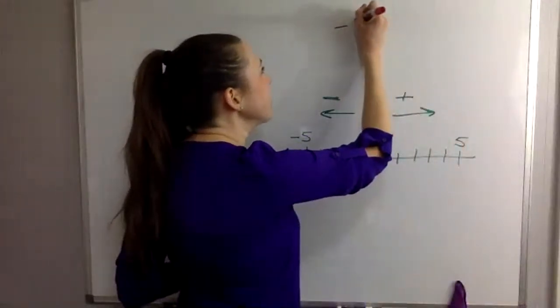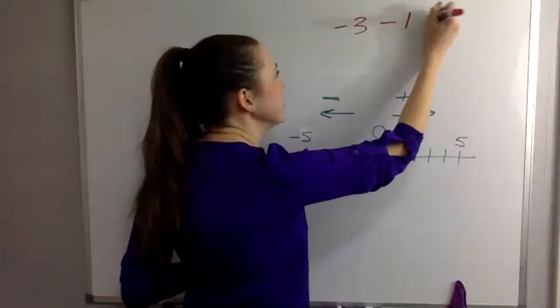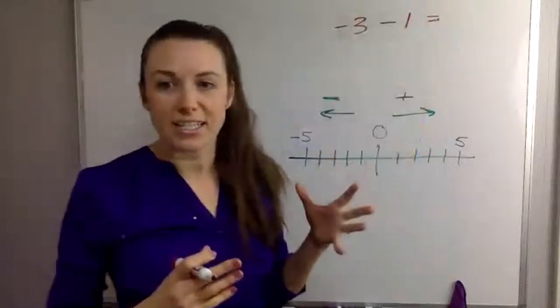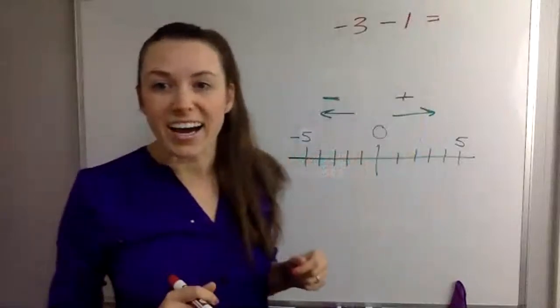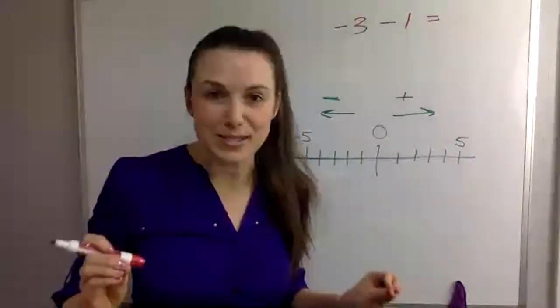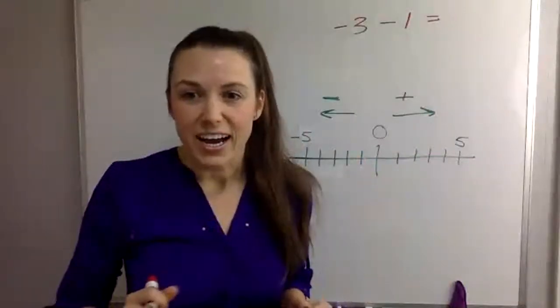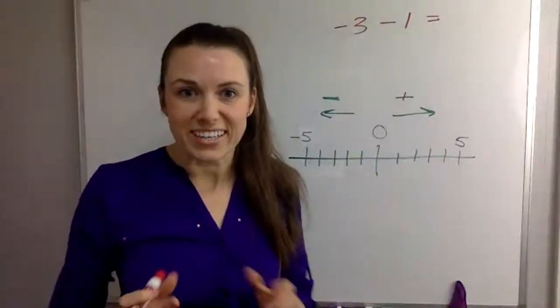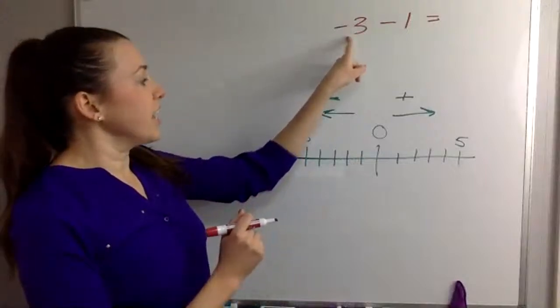Okay, -3 minus 1. So we've got a HiSET. Awesome, awesome. This is one of the most important concepts for the HiSET. And Nadine here is taking her GED. Fantastic. Okay, so we're at -3.